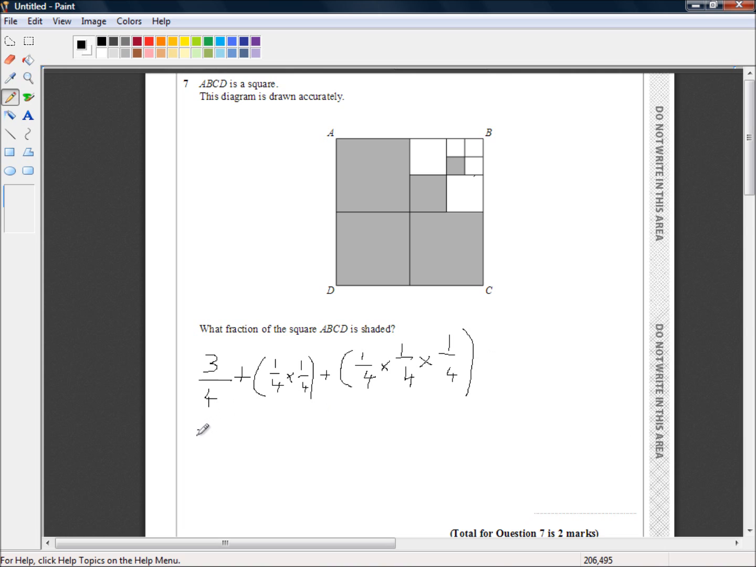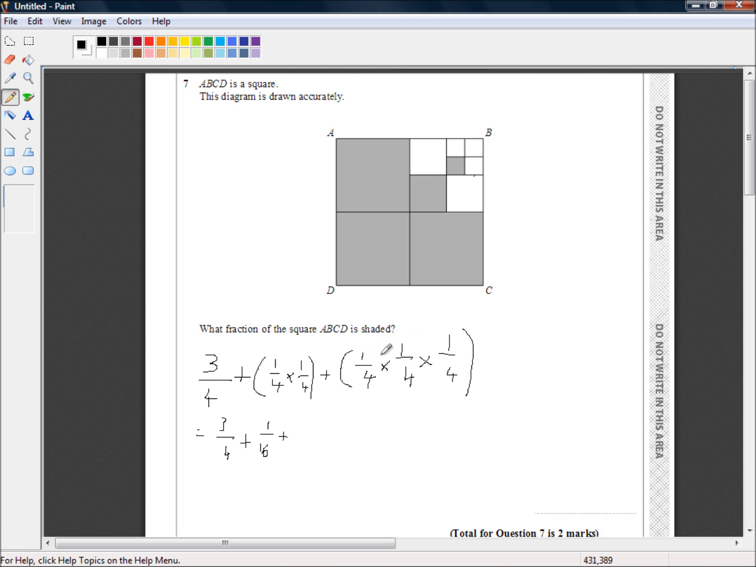So that is equal to 3/4 plus. So we first deal with these multiplications. When you're multiplying fractions, you're multiplying the numerators and you're multiplying the denominators. So that's 1 times 1 over 4 times 4, which is 1 over 16. Hopefully you know your 4 times tables and your square numbers, in which case it's obvious. If it's not obvious, you are allowed to use a calculator.